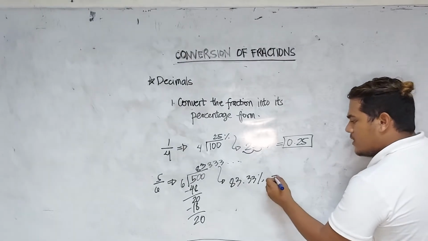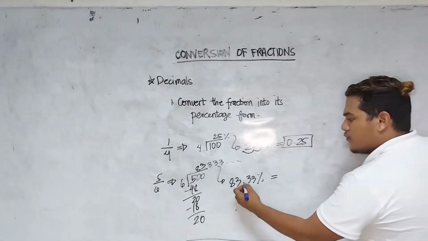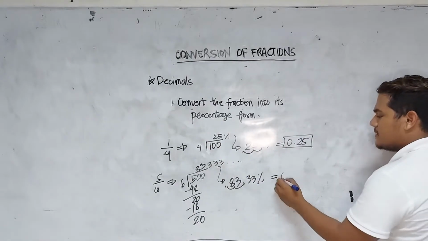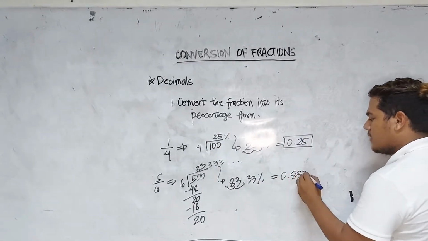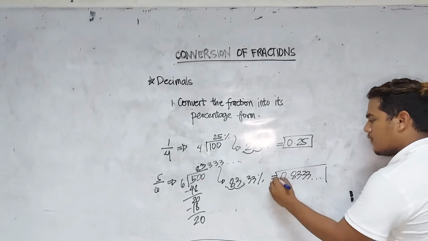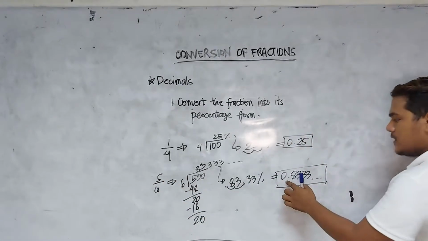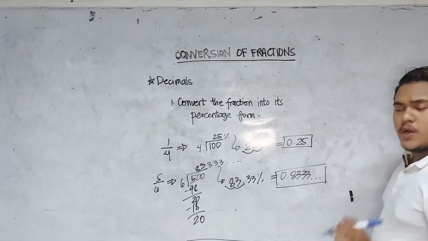So for the decimal conversion, move two decimal places to the left, this becomes 0.833, and so on and so forth. So the decimal conversion of 5/6 is 0.8333. So, ano na siya, guys?